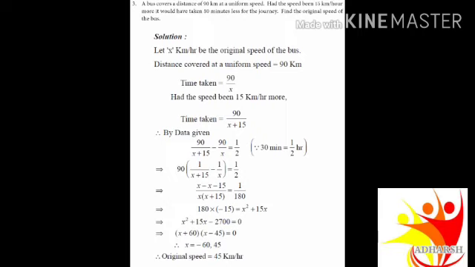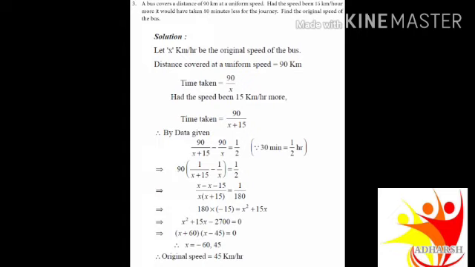Third question. A bus covers a distance of 90 km at a uniform speed. Had the speed been 15 km per hour more, it would have taken 30 minutes less for the journey. Find the original speed of the bus. Given value is total distance equal to 90 km. Speed increase of the bus equal to 15 km per hour. Now find the original speed of the bus. That is the question.